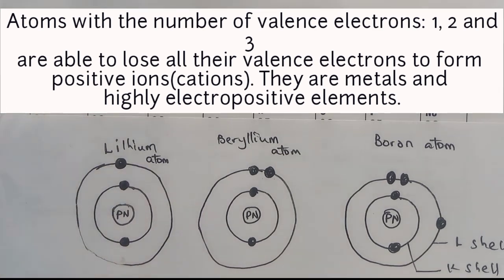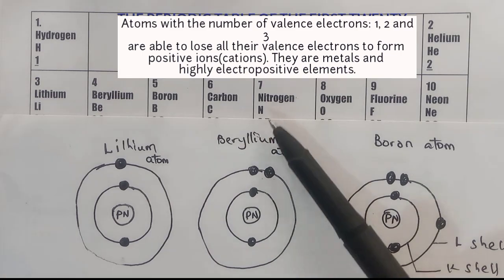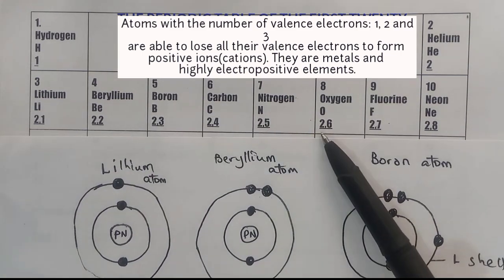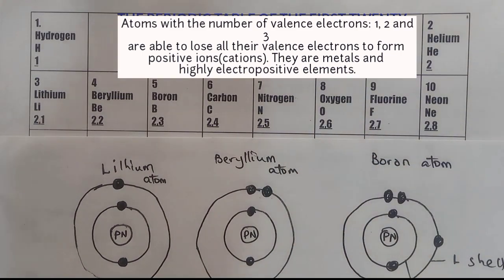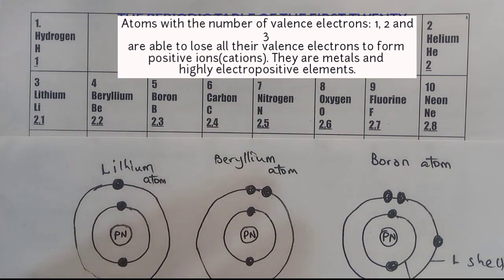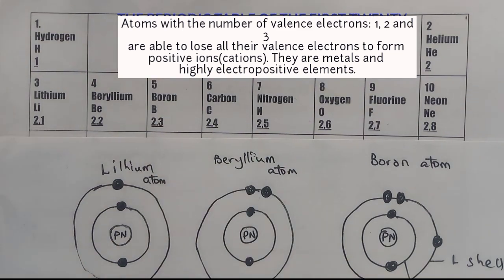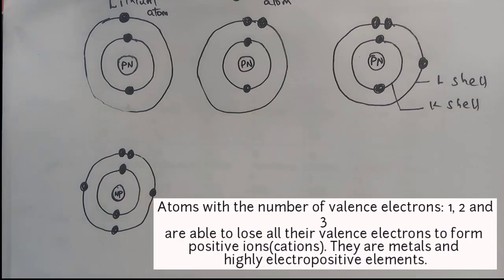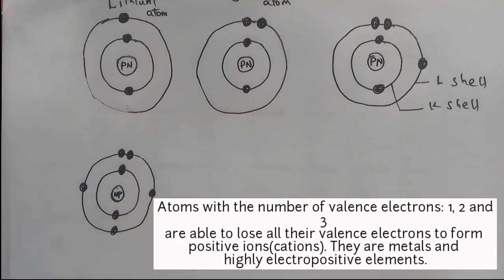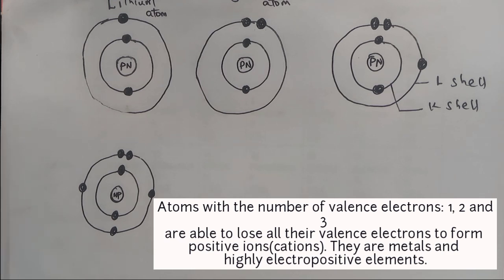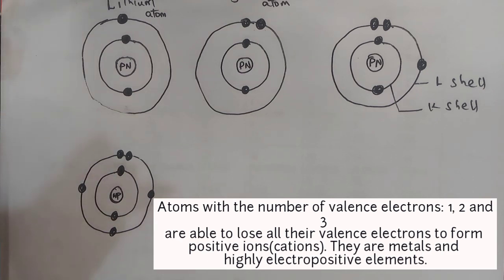So anyone that has valence electron to be 1, 2, and 3 is going to give out all its valence electrons. Then the one that has something like 5, 6, and 7 is going to collect a total number of electrons that is going to help the atom to complete its octet state. For instance, let's use something like nitrogen. For nitrogen, the total number of electrons required to complete the shell of nitrogen, that is the L shell of nitrogen, is actually 3, but it has 5.